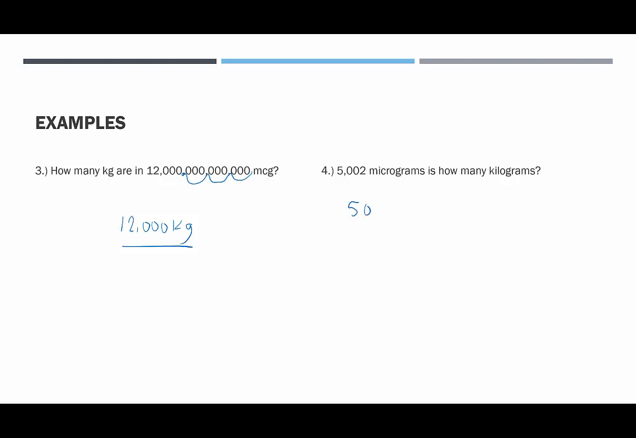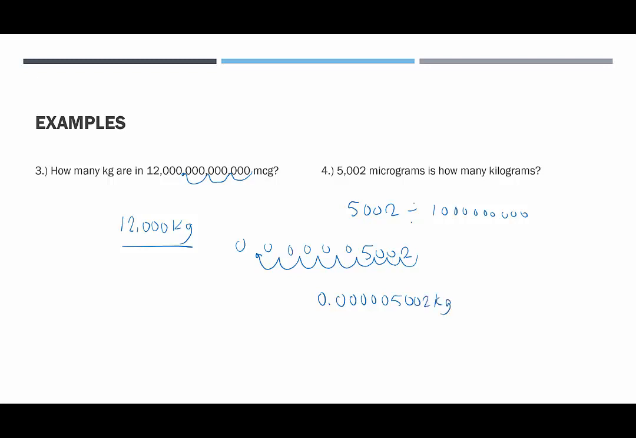And last but not least, 5,002 micrograms is how many kilograms? So we would take this 5,002 and divide it by 1 billion. That would mean we are moving the decimal point 9 places to the left. 1, 2, 3, 4, 5, 6, 7, 8, and 9. And we would be adding 5 zeros in between the decimal point and the 5. So we have 0.000005002 kilograms, which is equivalent to 5,002 micrograms.